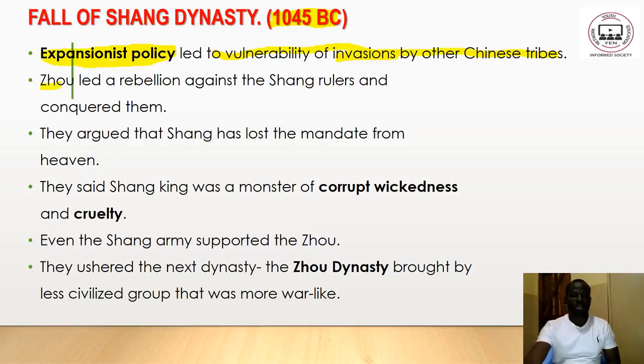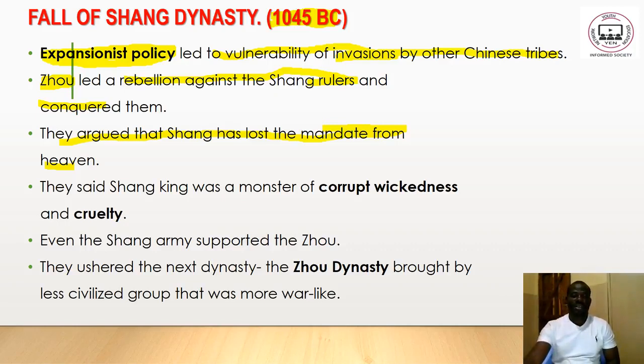For example, the Zhou led a rebellion against the Shang rulers, and they conquered them. They argued that the Shang had lost the mandate from heaven. Remember, the mandate from heaven. When the Zhou came in, they said these people, the Shang rulers, have lost the mandate from heaven. Hence, we no longer need to be under them.